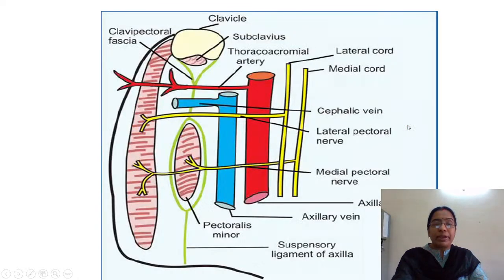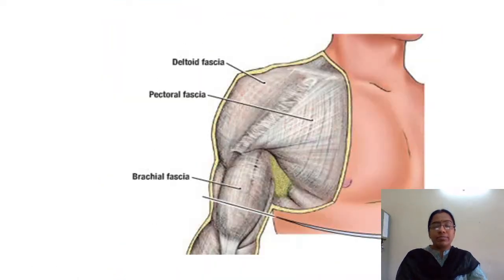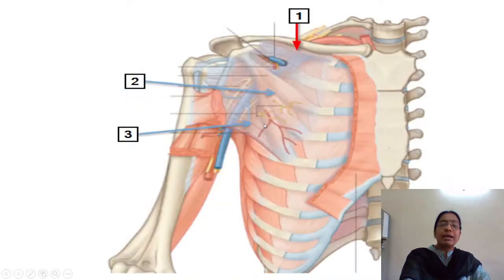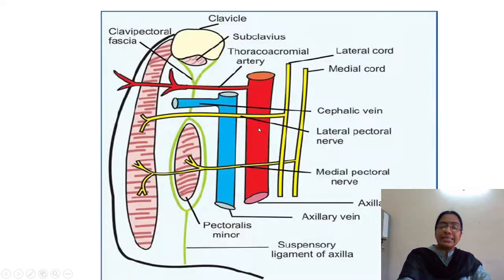I want to repeat the clavipectoral fascia once again. This is the deep fascia. The deep fascia in the pectoral region is called the pectoral fascia, which is covering the pectoralis major muscle. Parallel to it, vertically from above to below, you see a fascia which is called the clavipectoral fascia, extending from the clavicle above to the axilla below.